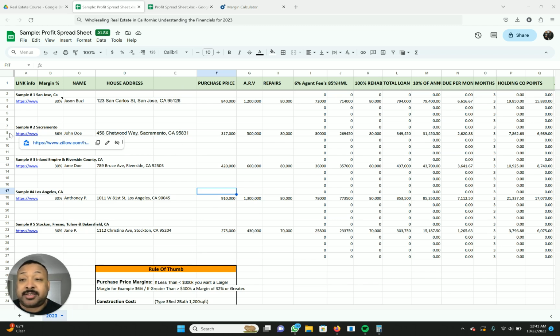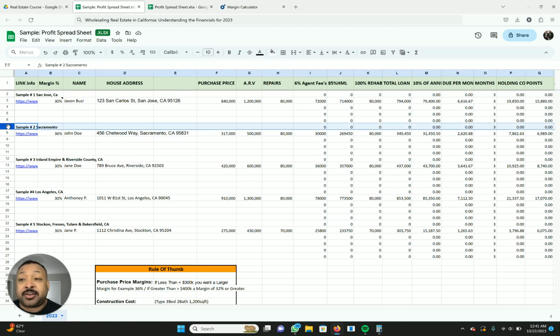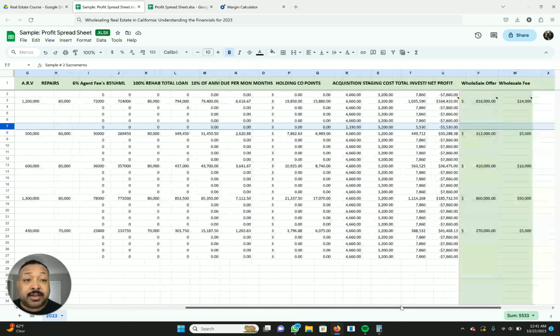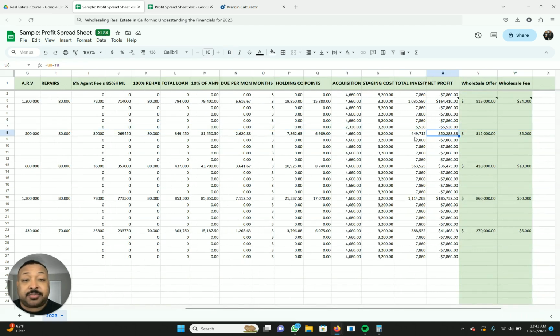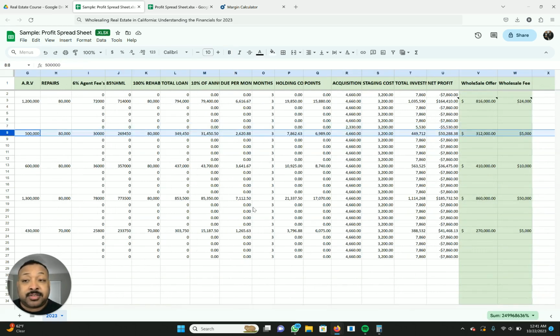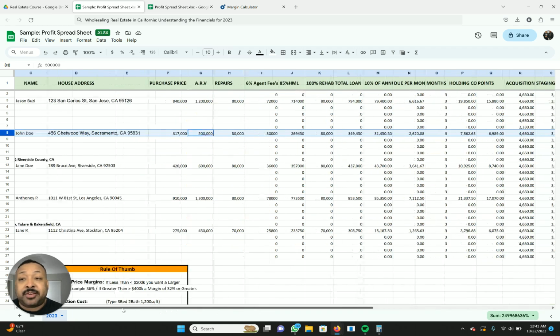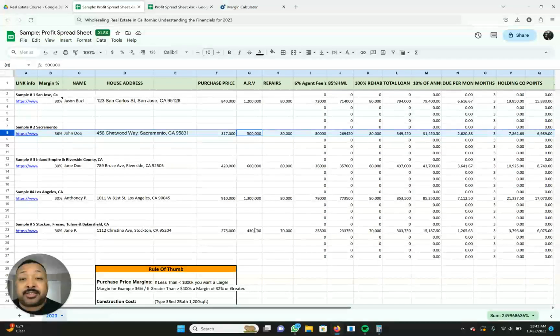The reason why is because most end buyers or flippers like to make at least a 10% return. All right, so a 10% return on, let's say, $450,000 is going to be $50,000. So most guys would be looking for that. But if you're coming in and you're trying to wholesale the property to them at a 30% margin, that 30% margin is going to look a whole lot smaller.